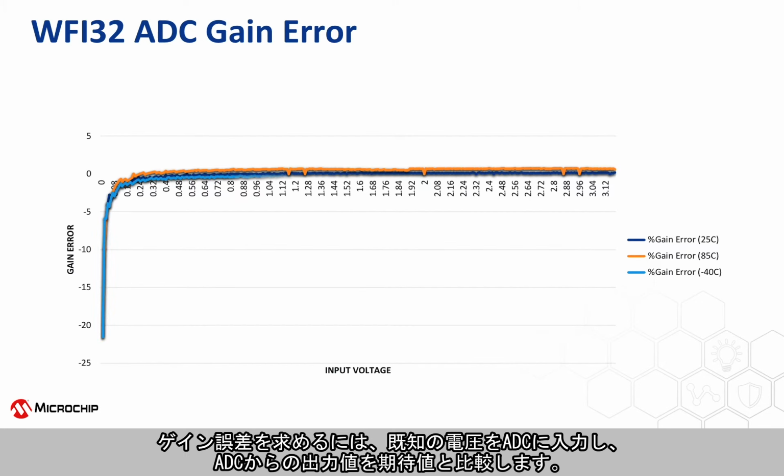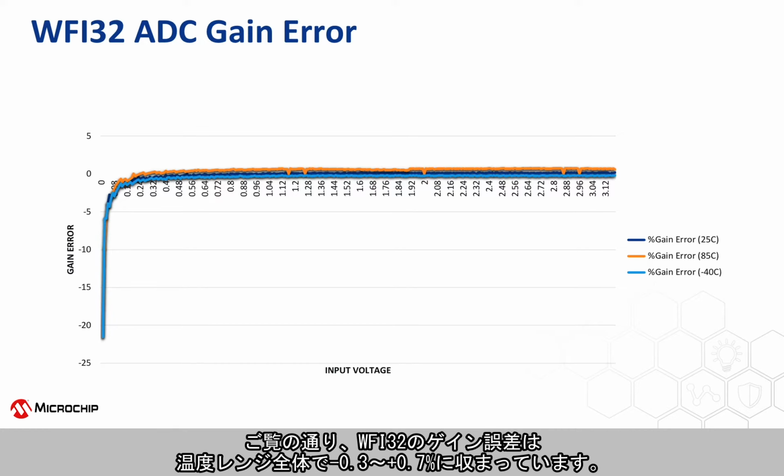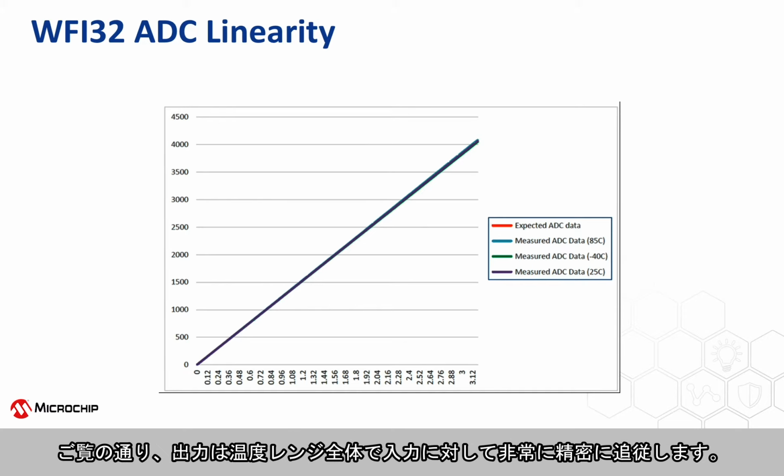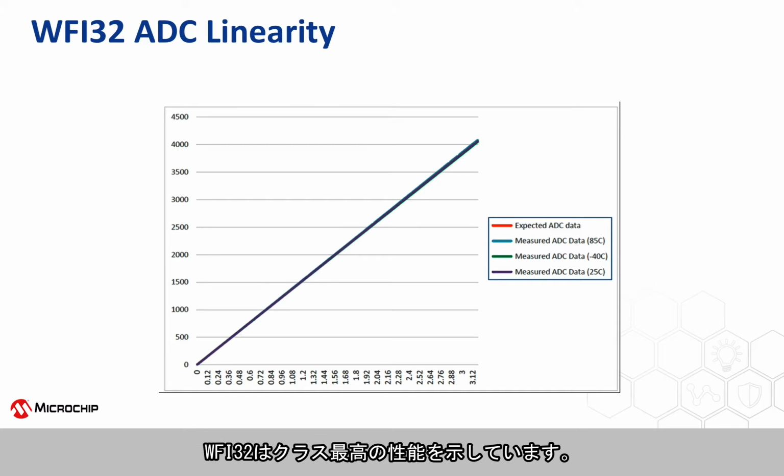To calculate the gain error, we feed in a known voltage to the ADC and compare the reported ADC reading to the expected value. As you can see here, the gain error of WFI32 lies within negative 0.3% to plus 0.7% over temperature. To visualize this specification more straightforwardly, we can plot the reported output voltage for a linear ramp input. As you can see here, the reported output follows the input across the temperature very closely. What you see here is the best-in-class performance of WFI32.